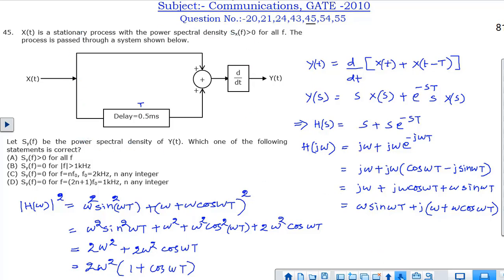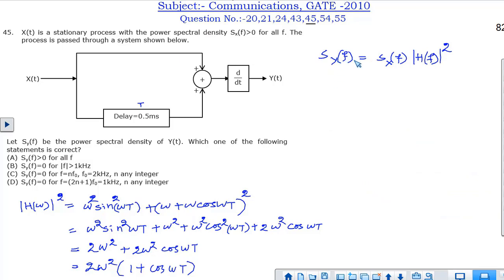So we can get the output power spectral density Sy of f is equal to the input power spectral density Sx of f into |H of f| whole square. Here if you see, it is already given that the input power spectral density is non-negative for any frequency, because Sx of f is always greater than 0 for all frequency. So we have to see only at what frequency this magnitude is becoming 0, so that the output power spectral density will be becoming 0.